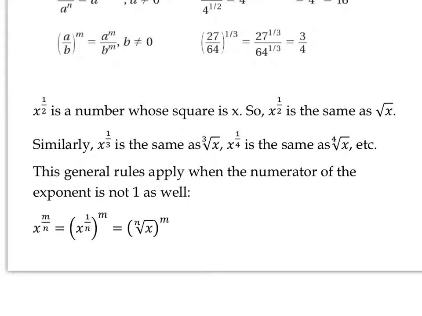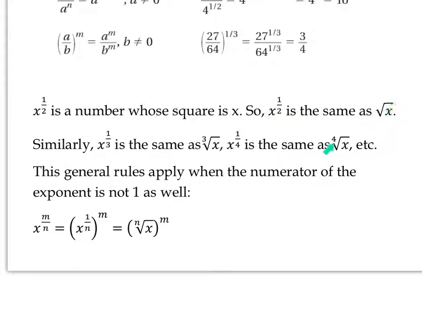So here we see x to the 1/2 is a number whose square is x. That means x to the 1/2 is the same as the square root of x. 1/2 power is the same as a square root. 1/3 power is the same as a third root. 1/4 power is a fourth root, and so on. And we can use that where it's not only a 1 in the numerator. Anytime you have a rational exponent, the denominator will be the root. Whatever's on the bottom of the fraction in the exponent will be the root, and the numerator will be the exponent.